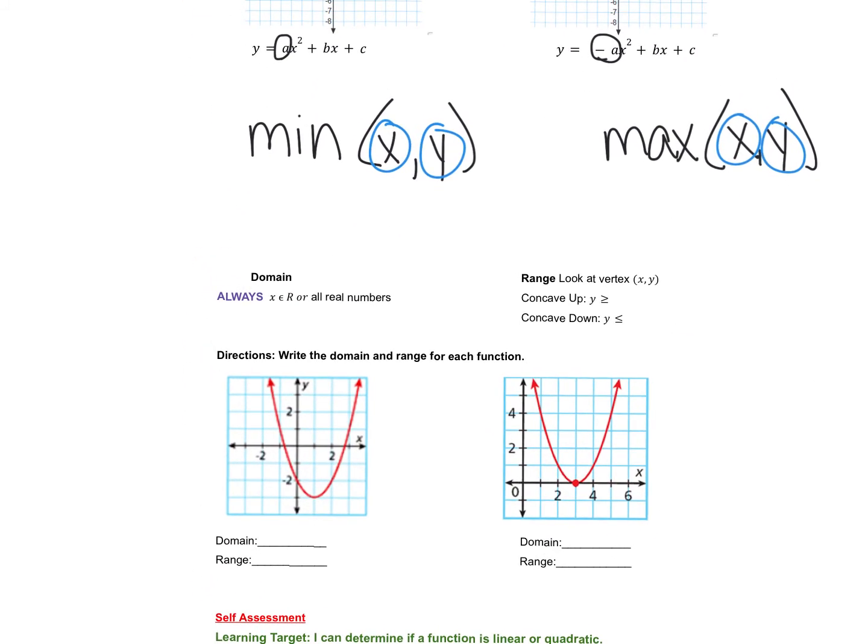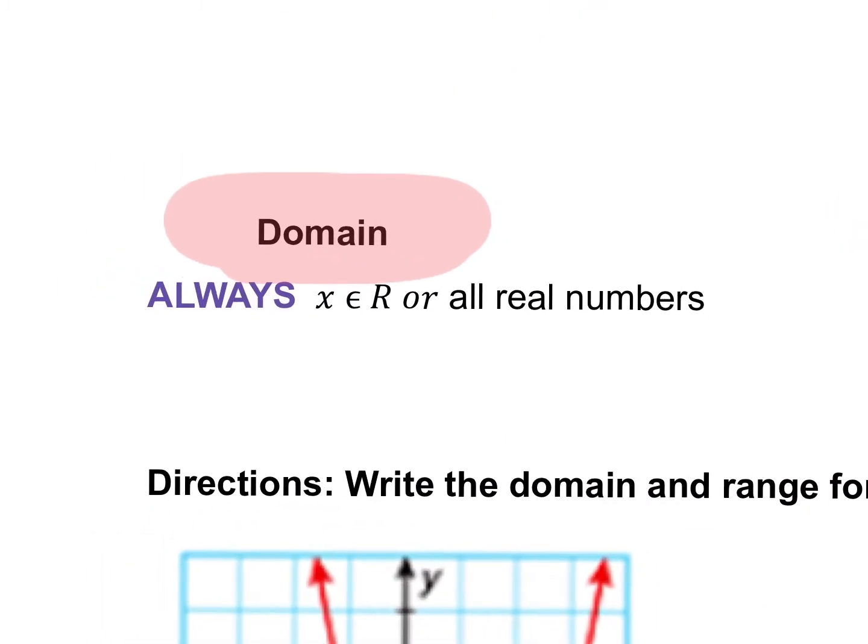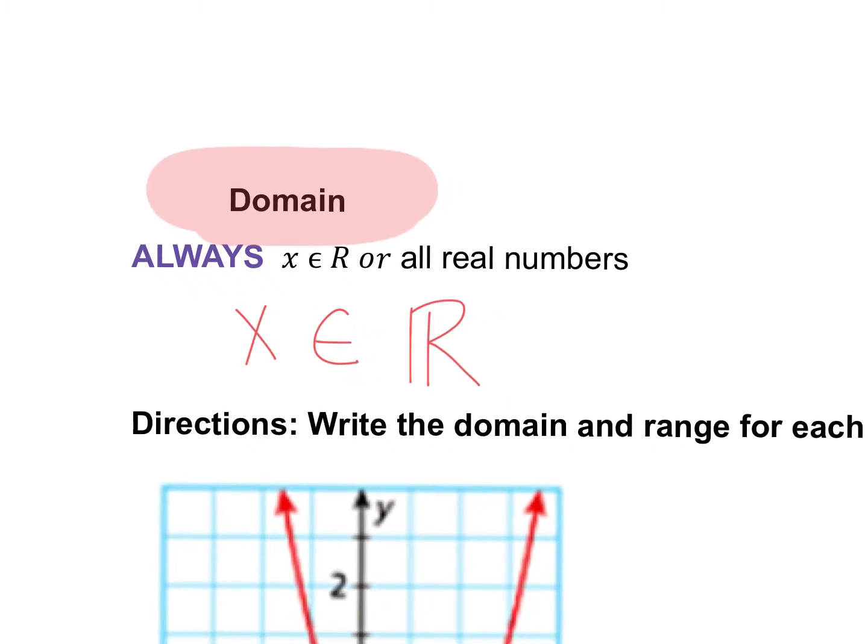Okay. And the last part for today, we need to talk about domain and range. Domain's an easy one. Always, always, always put this. So always going to put x is included in all real numbers. See how it's a funky R? Let's practice this real quick. Draw 2 lines and then your R, or draw a capital R and draw an extra line through it. Lots of ways for you to do this. Please practice it.